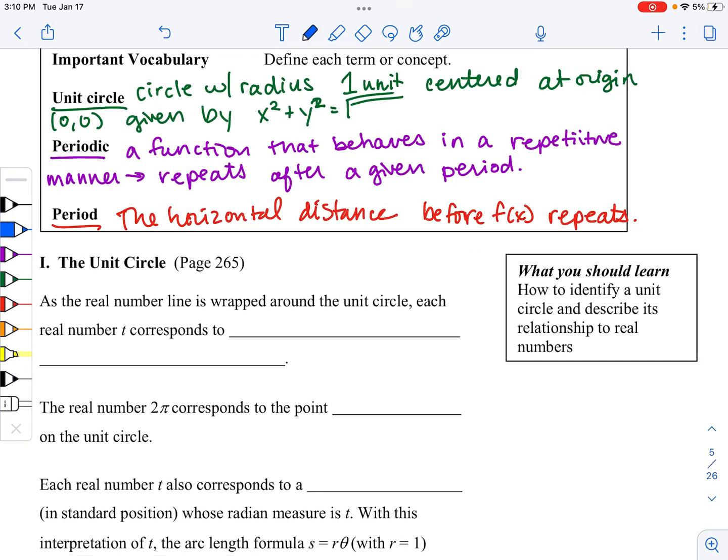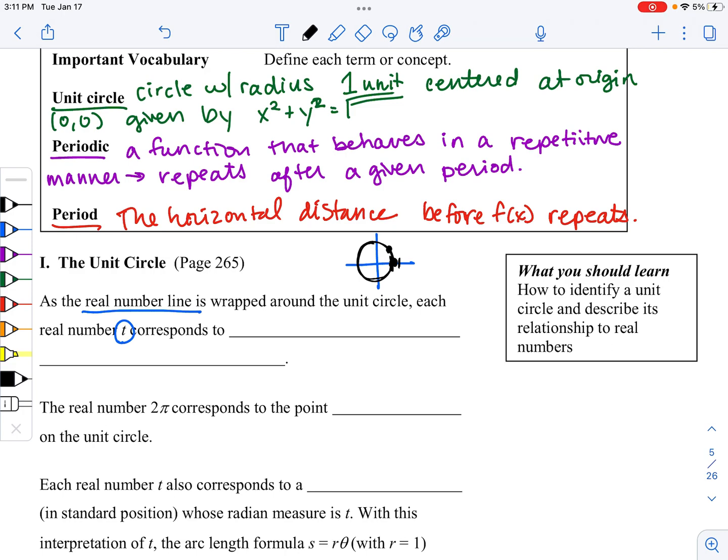So let's talk about the unit circle. As the real number line is wrapped around the unit circle, each real number t corresponds. So think about it this way. If this is a number line, and here's the circle, if I were to take the number line and lay it on top of the circle, those values every time I hit the circle would be t, where the distance of 1 would hit right here on the circle, like 1 radius away, and go around there. We talked about radians.